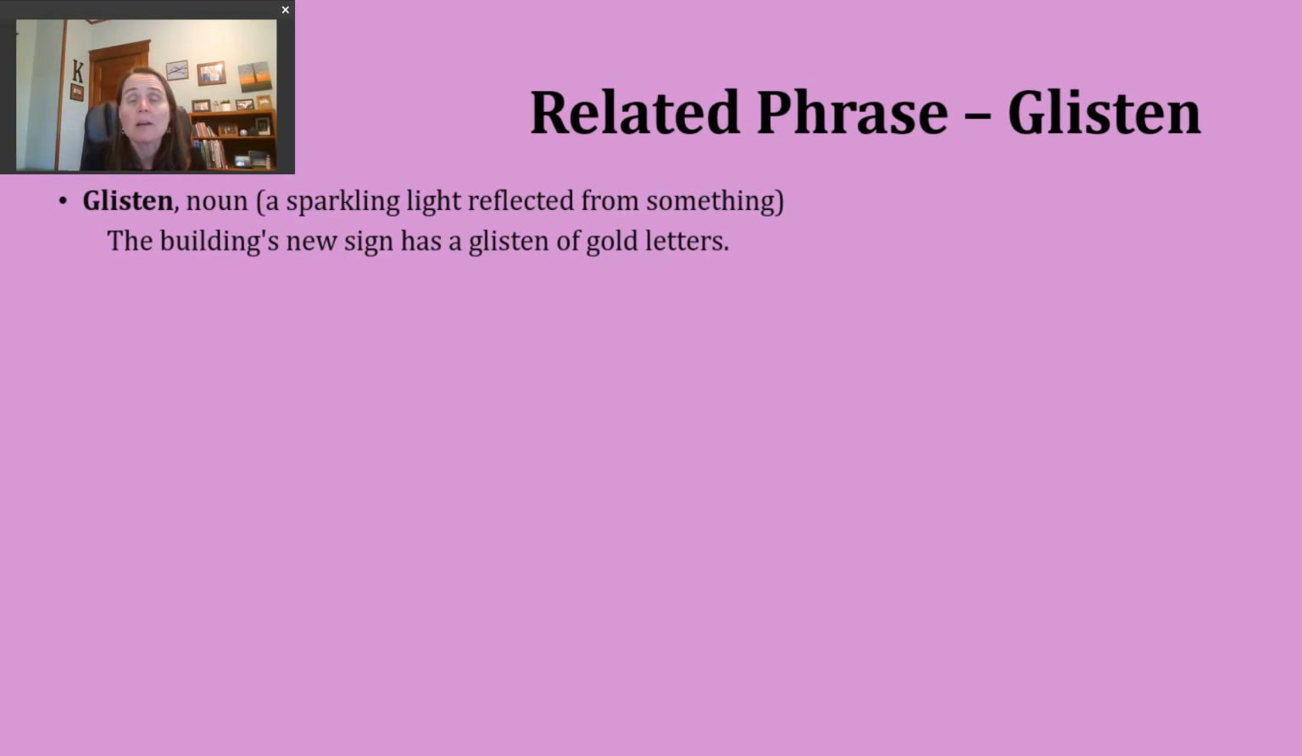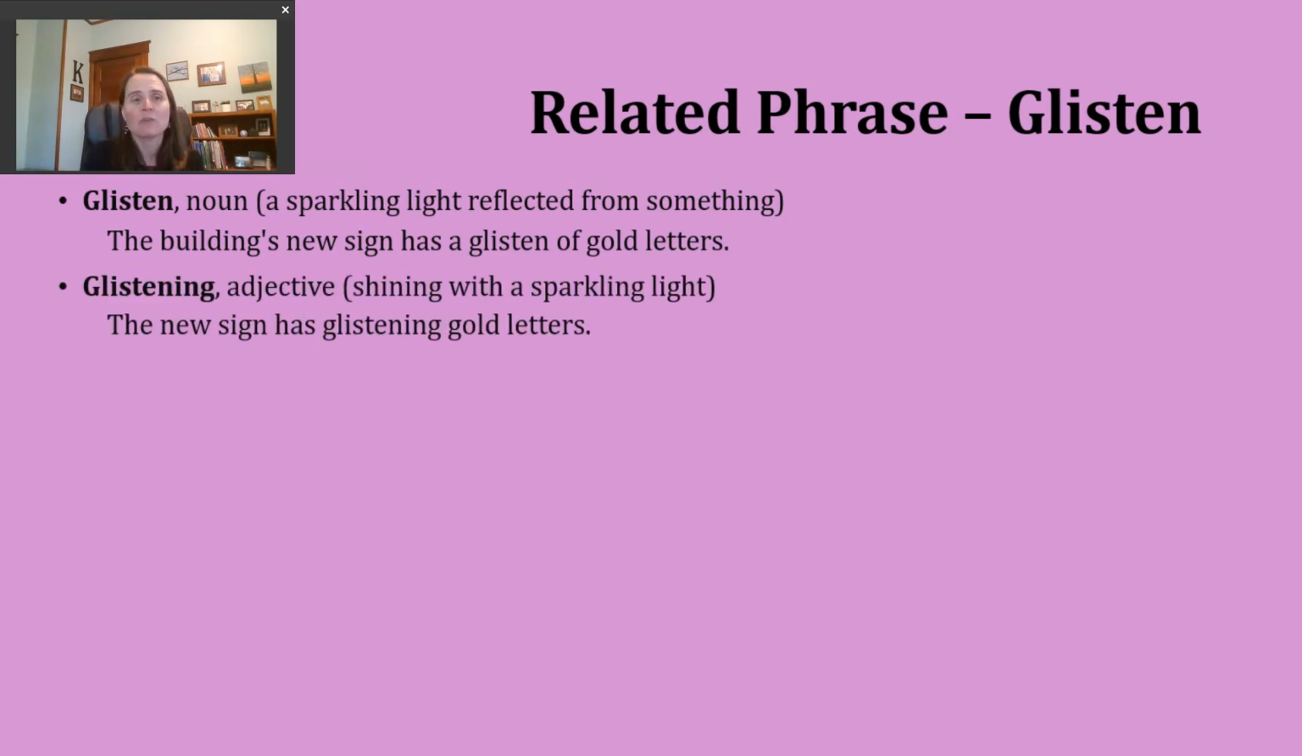And the first word we're going to talk about today is just the noun form of this word. The noun glisten has the exact same spelling and the exact same pronunciation as our verb. When we use this word as a noun, we're generally referring to sparkling light that is being reflected from something. An example of this. The building's new sign has a glisten of gold letters. Right? So you can kind of imagine the way the light is going to reflect off the gold lettering, causing that sparkling light.